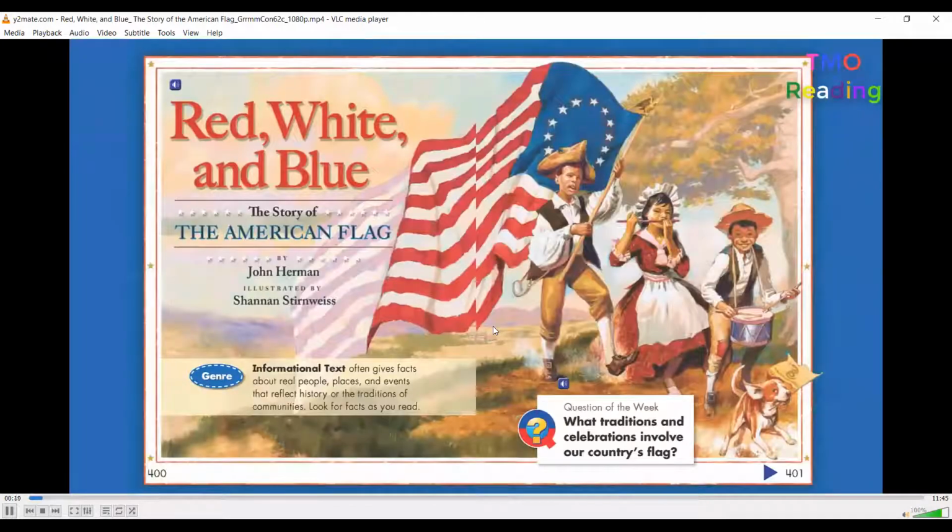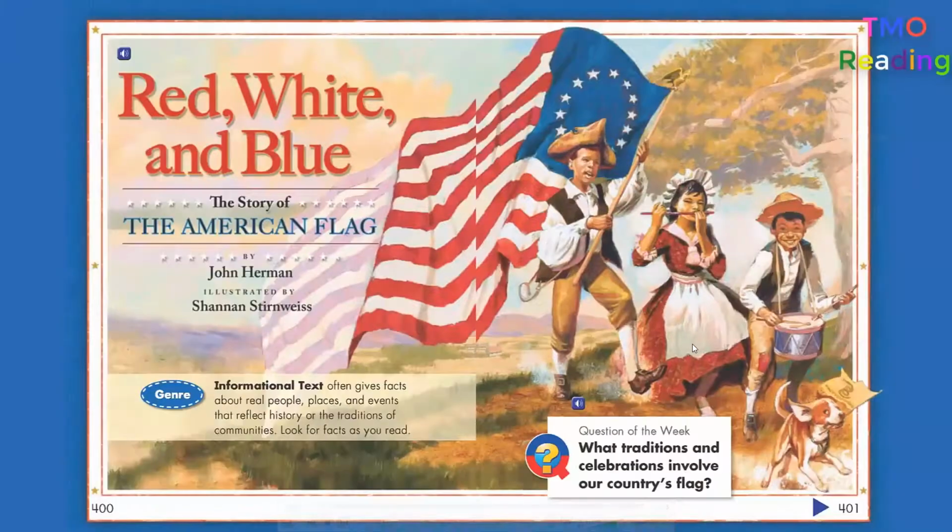Red, White, and Blue. The Story of the American Flag by John Herman. Illustrated by Shannon Sternweiss. Genre: informational text often gives facts about real people, places, and events that reflect history or the traditions of communities. Look for facts as you read. Question of the week: what traditions and celebrations involve our country's flag?